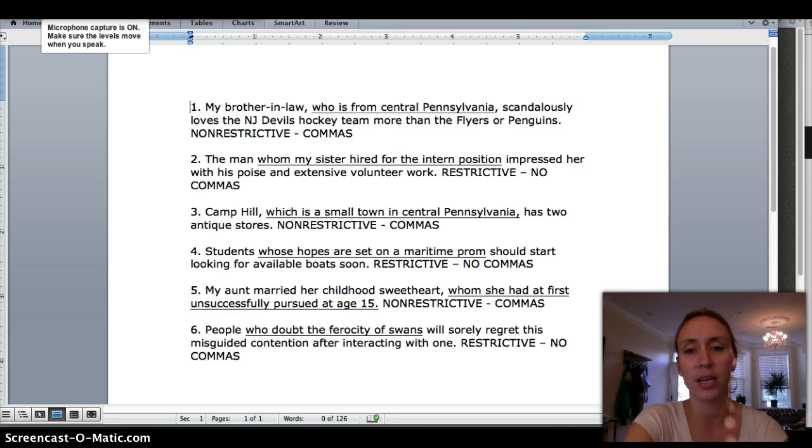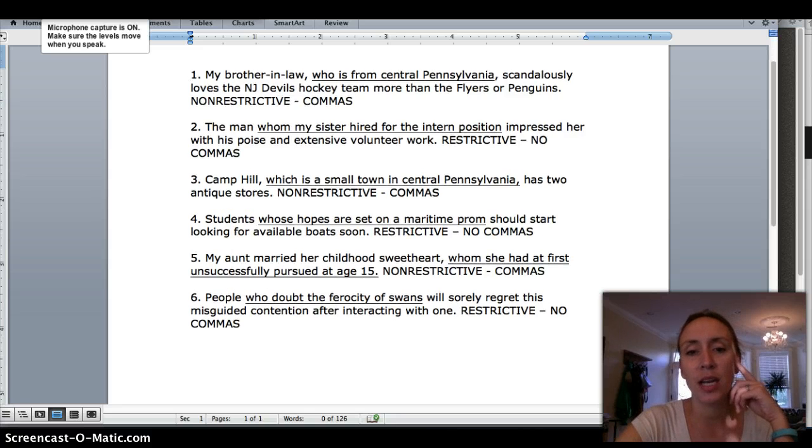Third one, non-restrictive. Camp Hill, which is a small town in central Pennsylvania, has 2 antique stores. So it's just adding that information in there that it's a small town in central PA, but it's not necessary in identifying it. It's already pretty specific. It says Camp Hill. Students whose hopes are set on a maritime prom should start looking for available boats soon.